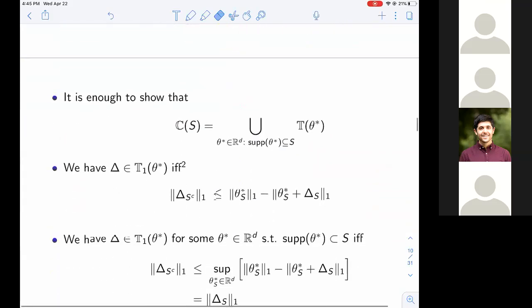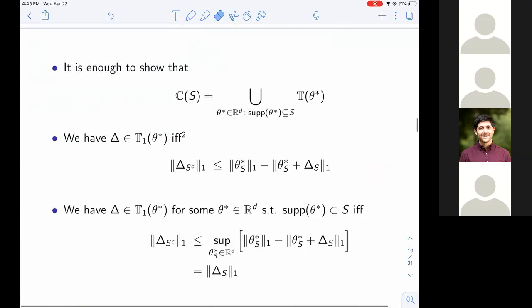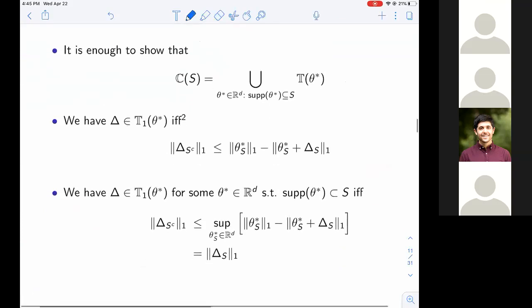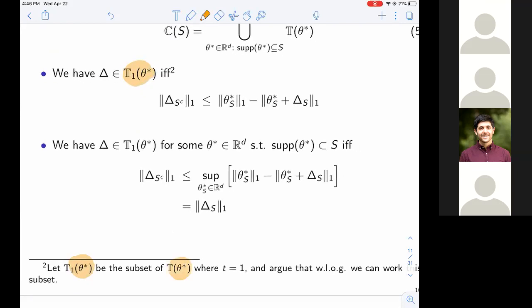Let's see if I have a formal proof. We're out of time, but let me very quickly. You can also formally prove it. So it's enough to show that this set is equal to that set. So delta would be in, so I'm using this notation, that's the tangent cone to L1, I believe. So T1 is a subset of this where T is equal to 1.